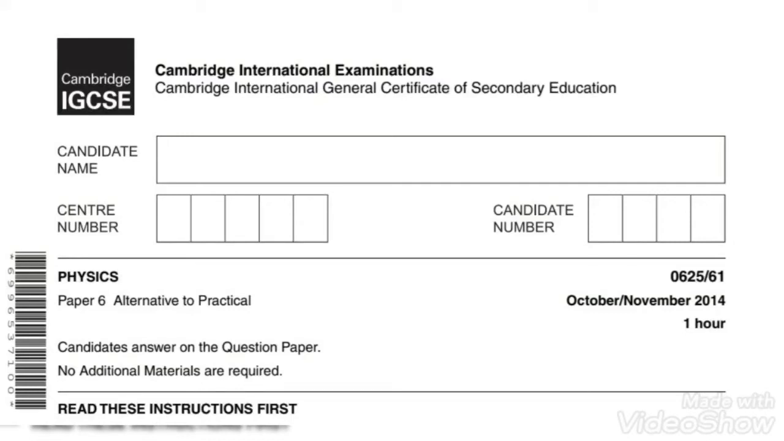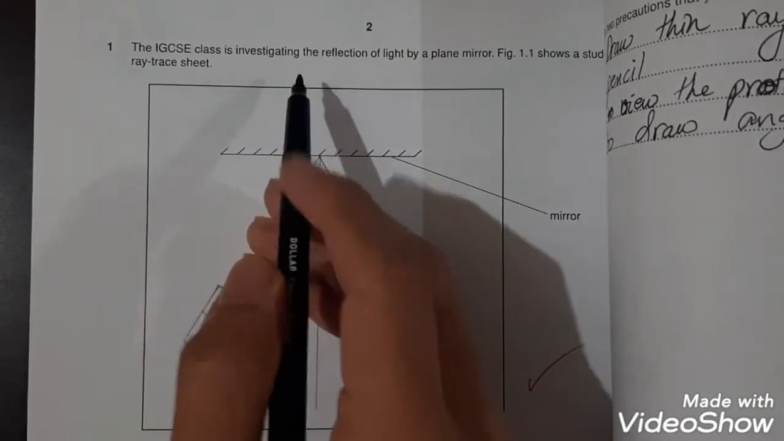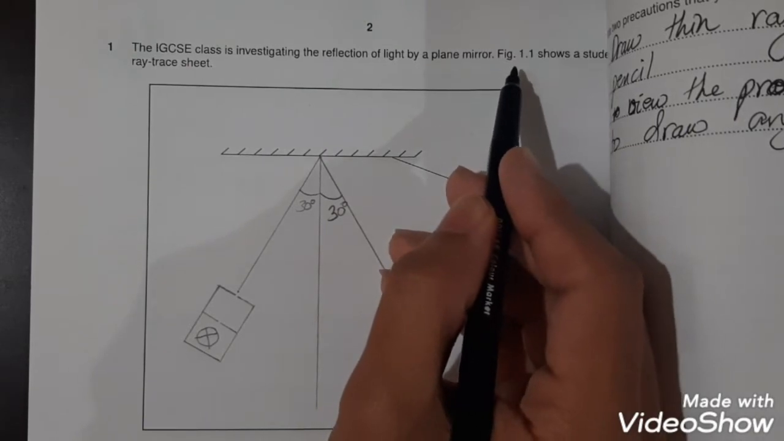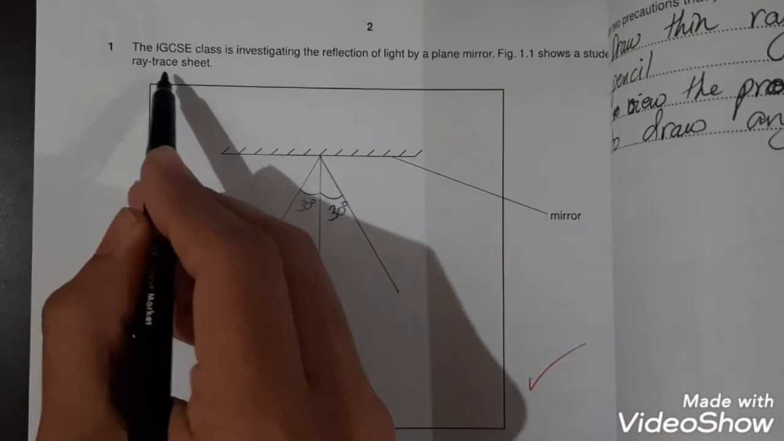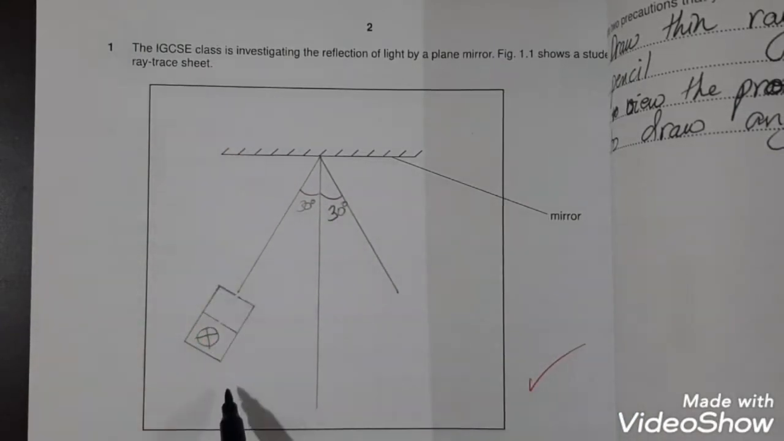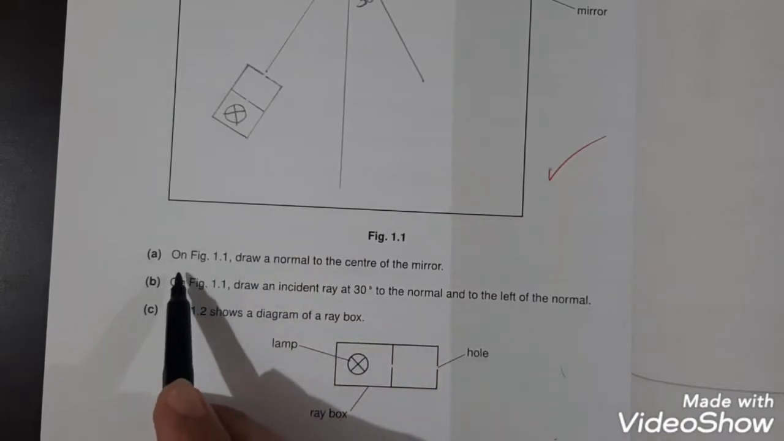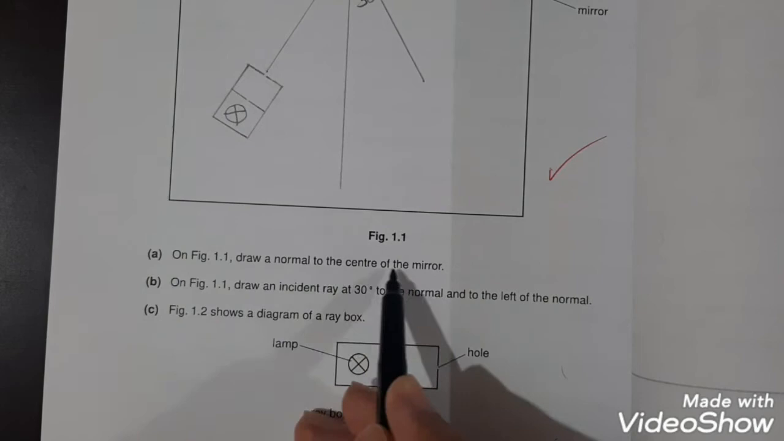Today I'll be explaining Physics October-November 2014 paper 61. Question 1 states the IGCSE class is investigating the reflection of light by a plane mirror. Figure 1.1 shows a student's ray trace sheet. So this is a ray trace sheet on which you have to draw. Part A states: in figure 1.1, draw a normal to the center of the mirror.